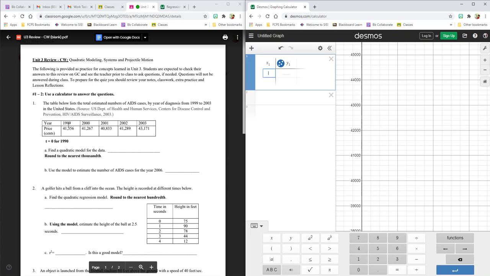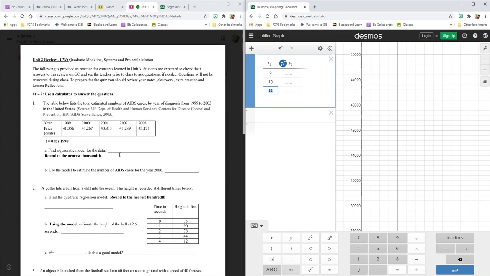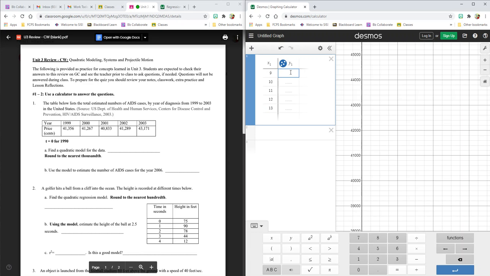Remember we looked at this using the chart. We did 9, 10, and you see how it predicts that you're counting by ones. So that's fine. We have 9, 10, 11, 12, 13. Come over and do your Y1 values: 41,356, 41,267, 48,33, 41,289, and 43,171.